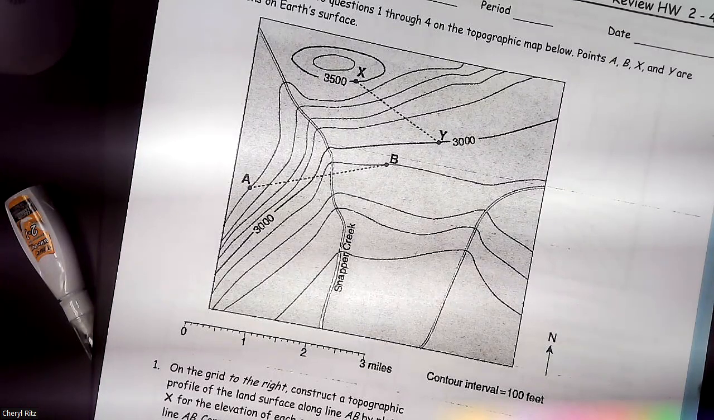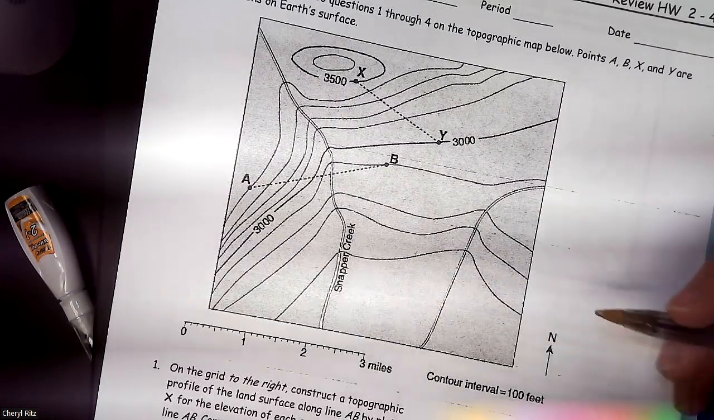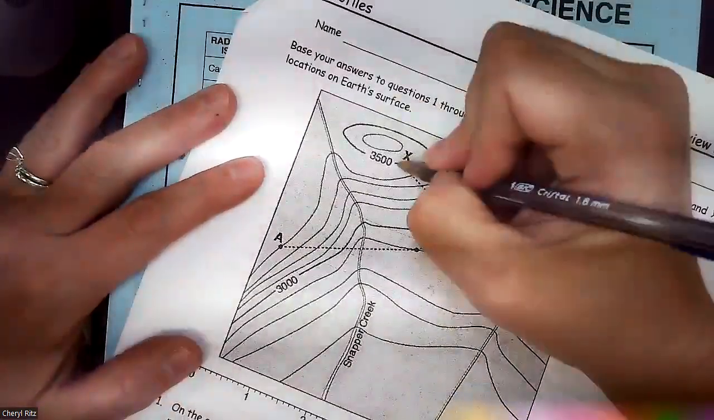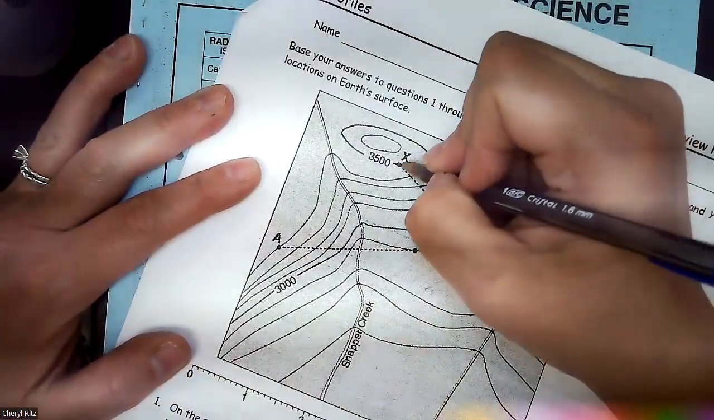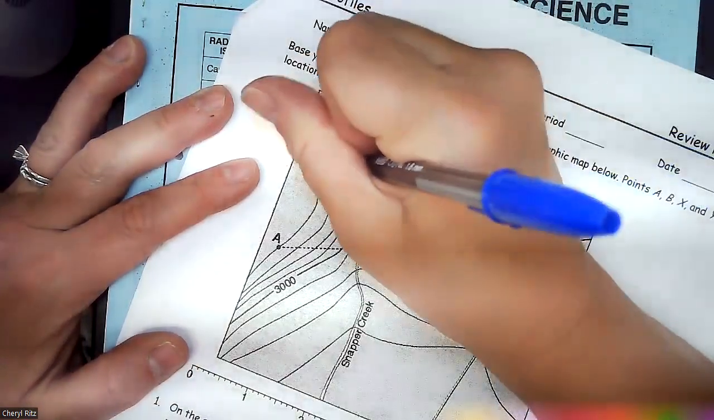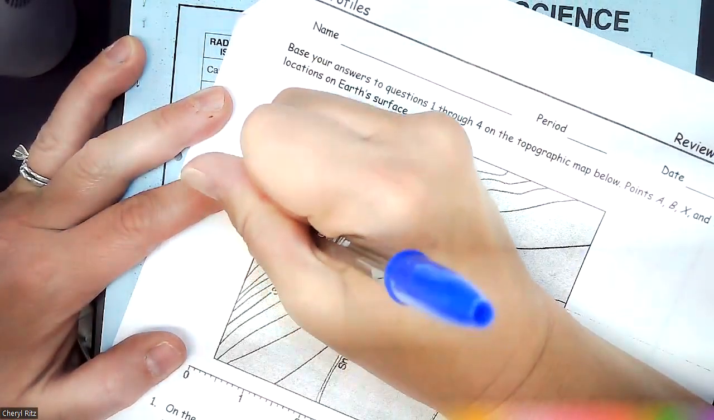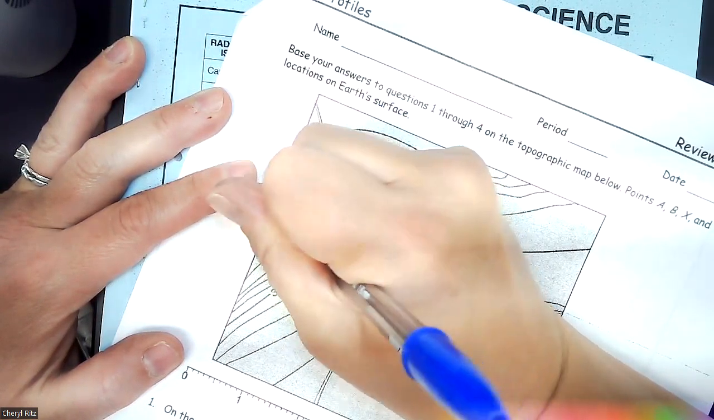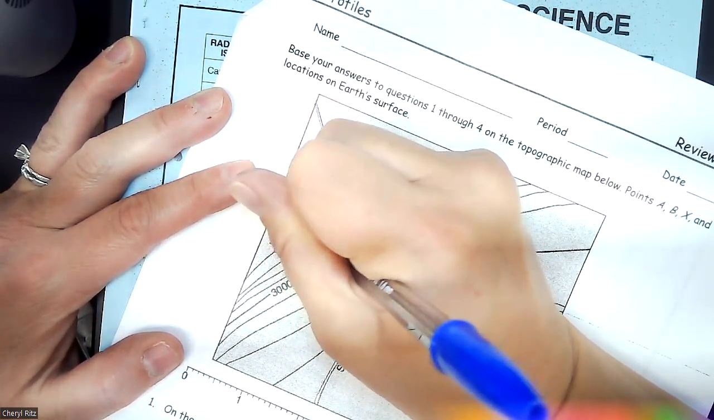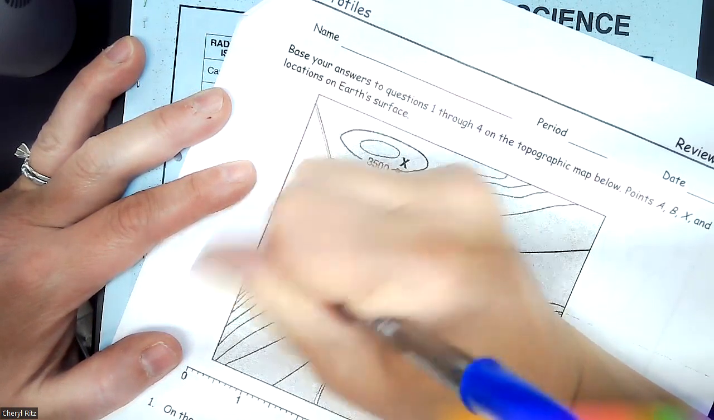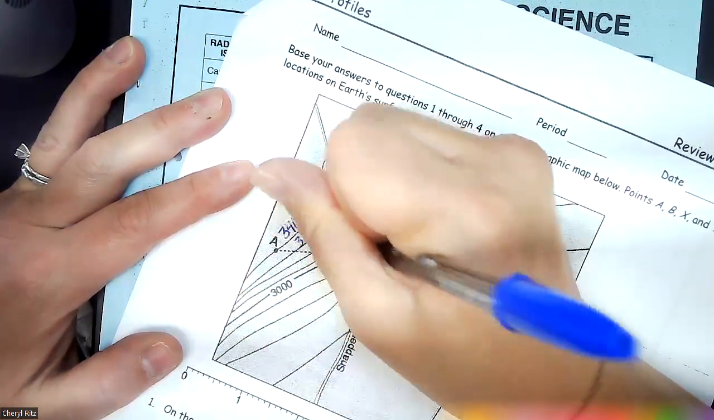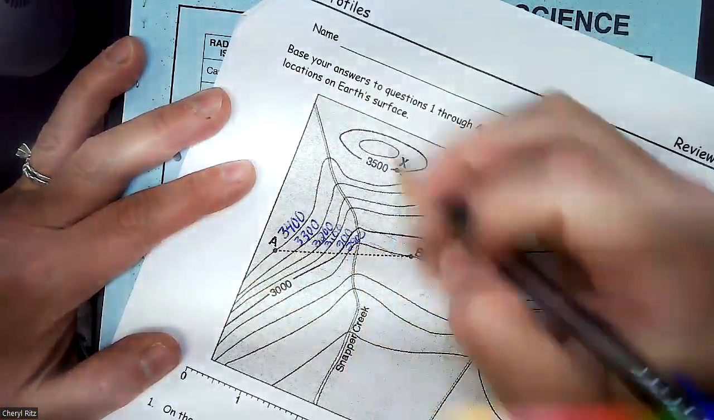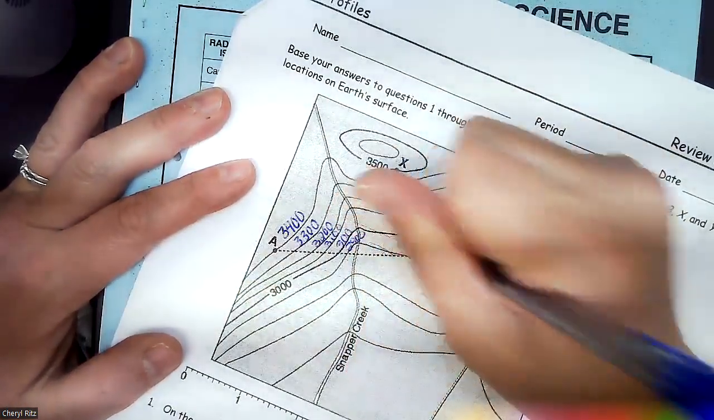The first step is to label all the lines. They tell you that it goes up by 100. So if this is 3,000, that's 3,500. This line right here at A is 3,400. 3,300. Onward. This one's labeled 2,900, and be careful because this one is also 2,900.